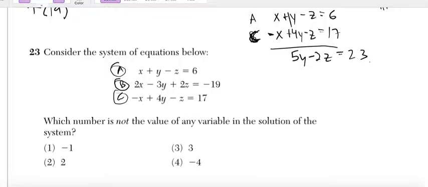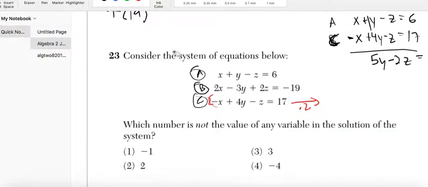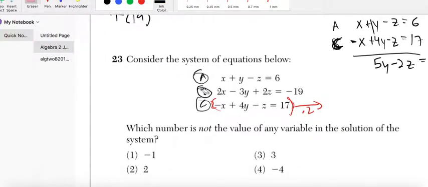Now I want to eliminate. I'm going to multiply equation C by 2 and then add B and C, right? So equation C, if I multiply by 2 on both sides, every term is going to be multiplied by 2, including the 17. So the entire equation is multiplied by 2.